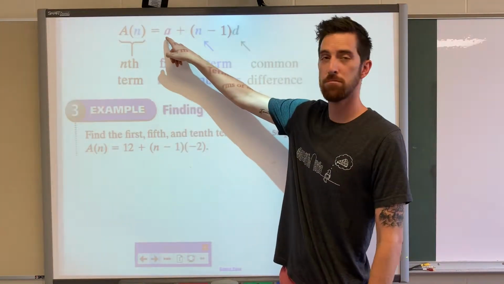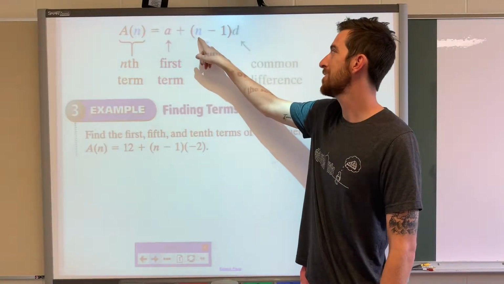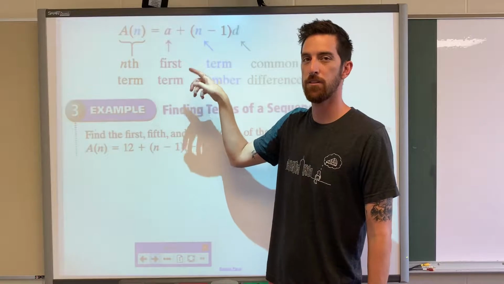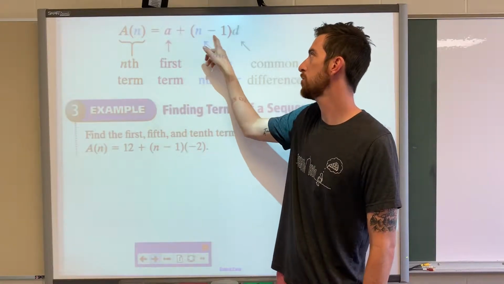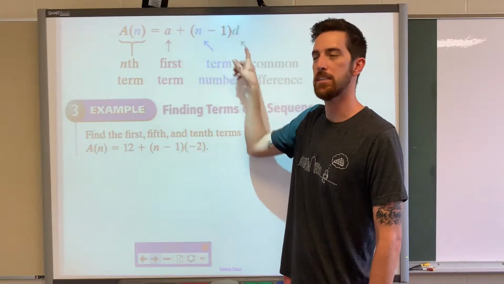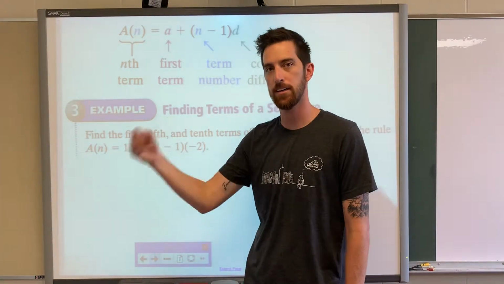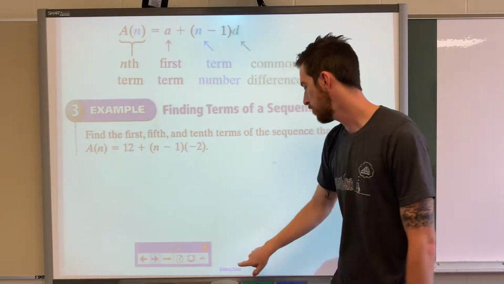So the first term goes here, plus, you'll see it says n minus 1, so n is going to be your term number. So if you're looking for the 10th term, you would do 10 minus 1 times d, and d is that common difference that we just found. It's what are you adding each time down the list.